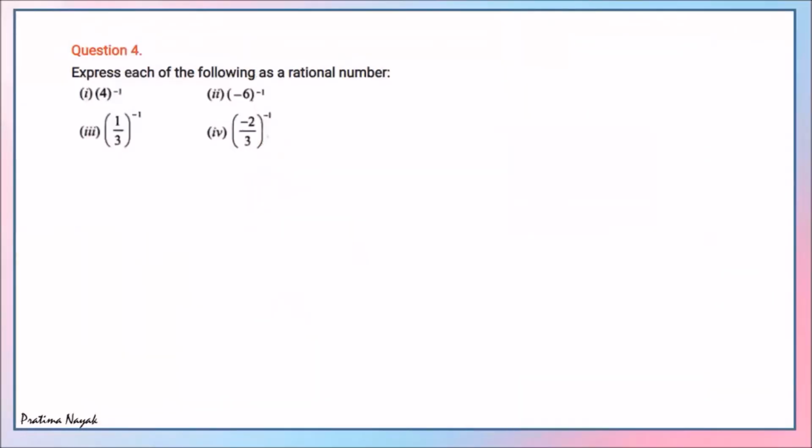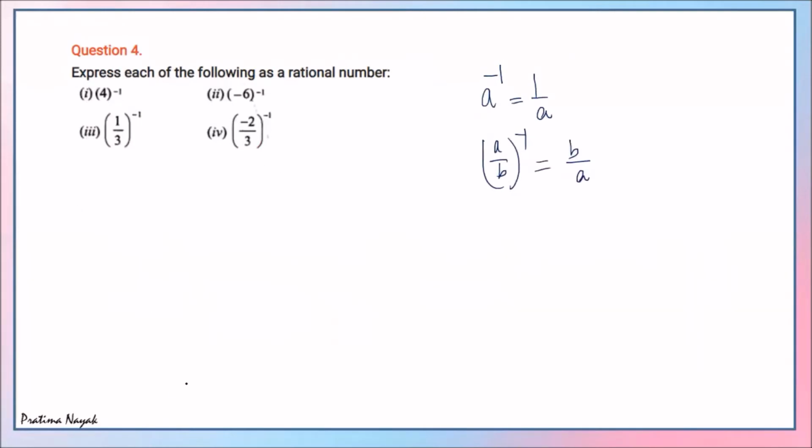Question number 4. In question number 4 we will apply this formula: anything to the power negative is 1 by a. So it is easy now. You can write that a upon b to the power negative 1 is equal to b upon a. These two will be applied here.